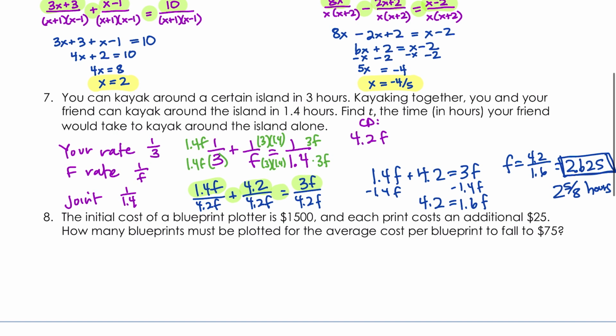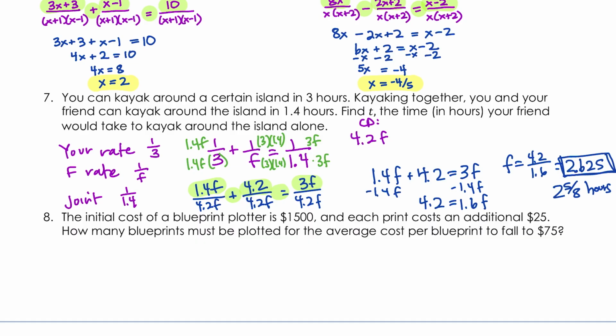All right, the next word problem has to do with average cost. We saw one with average cost before too. It says the initial cost of a blueprint plotter, which makes a big picture of a house floor plan or something like that, costs $1,500. Each print, it's a lot of paper, a lot of ink, costs an additional $25. How many blueprints must be plotted for the average cost per blueprint to fall to $75?